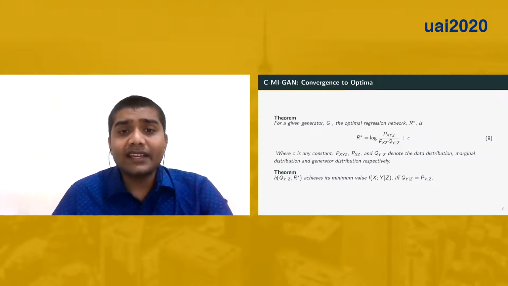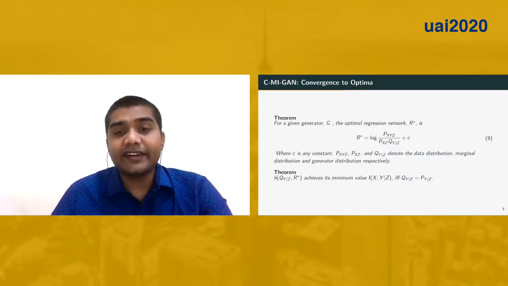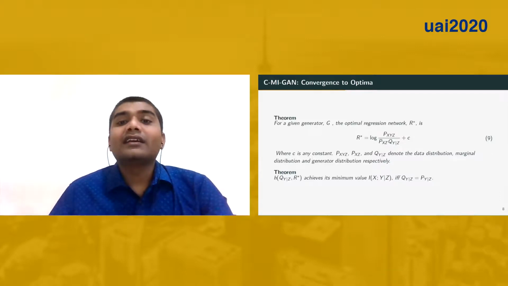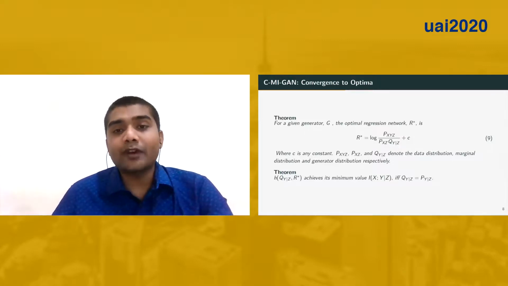And as we can see, this alternate optimization procedure enables the framework to learn the regression network for a given generator at each iteration and vice versa. And as a result, this method ultimately estimates the true conditional mutual information of the given dataset.